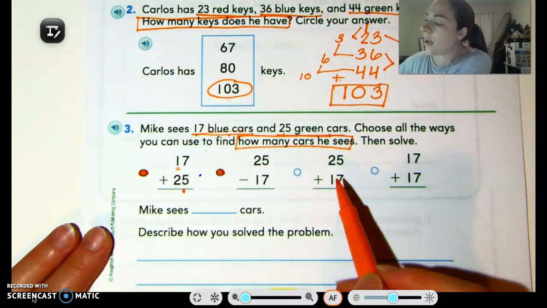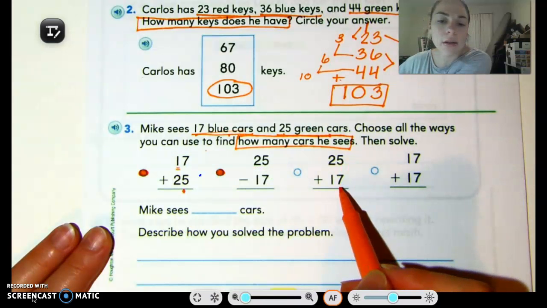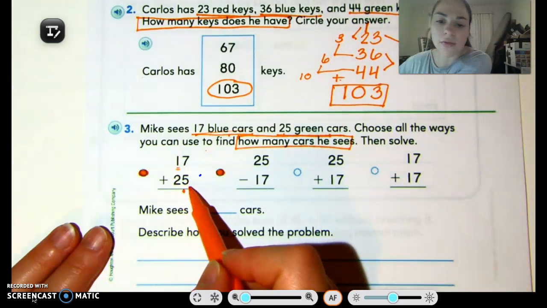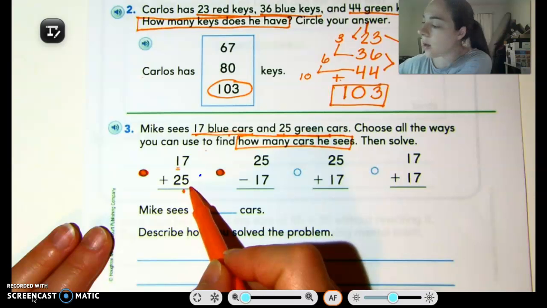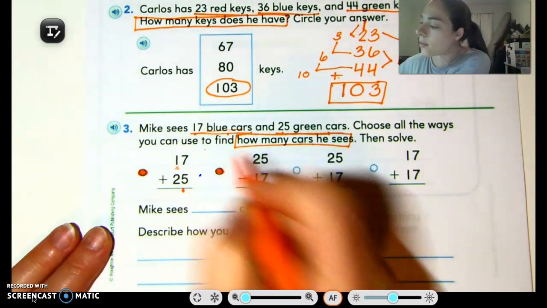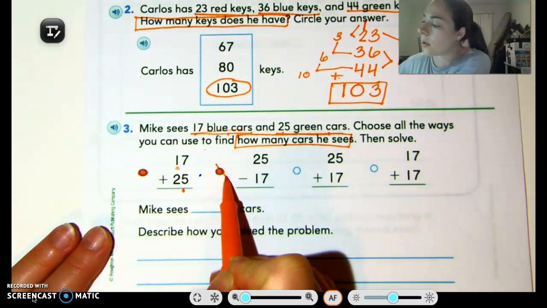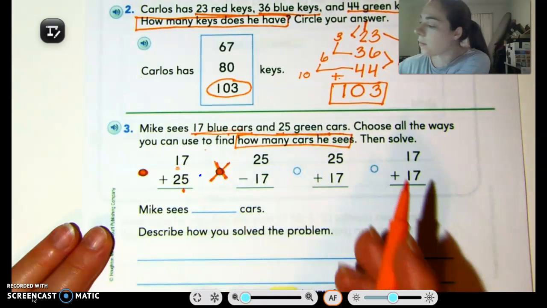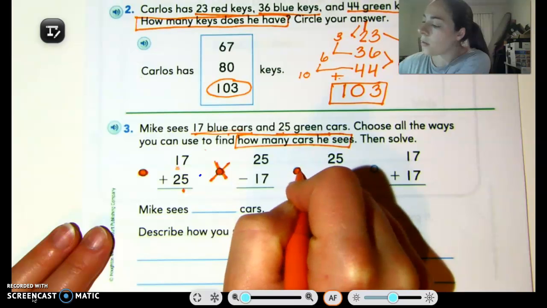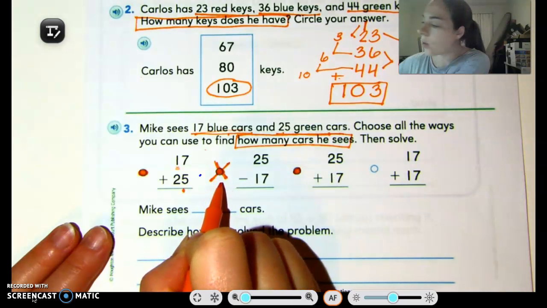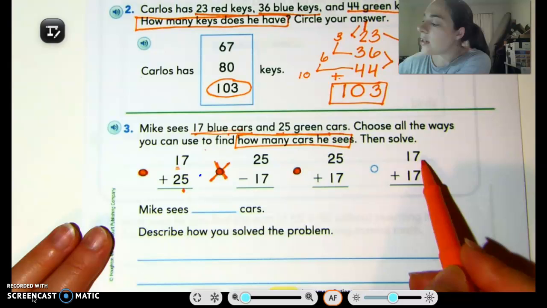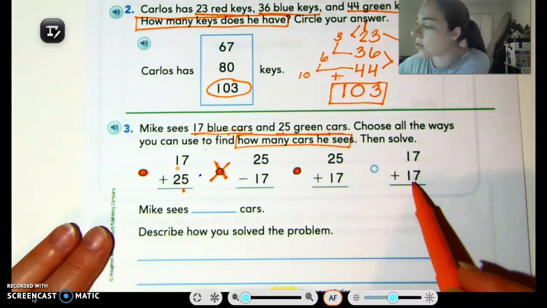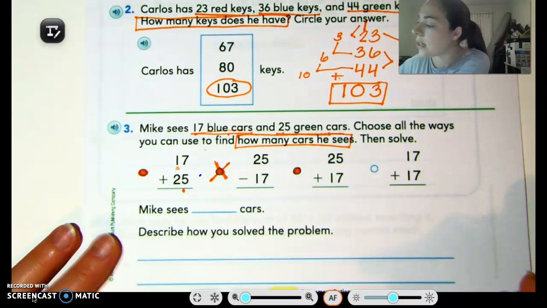Could we use 25 plus 17? Yes, right? Because it's the same thing as this one. They just flopped the numbers around, switched them up. Oh, I'm sorry. I was not meaning to color that in. Sorry, erase that one. Could we use 17 plus 17 to solve? No, right? It's 17 plus 25, not 17 plus 17.